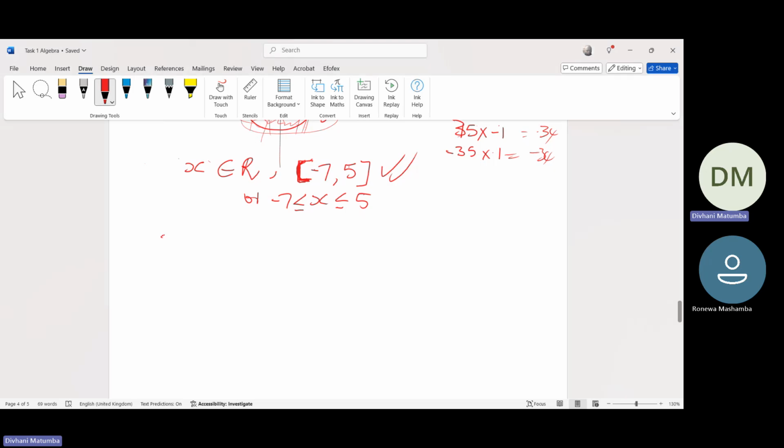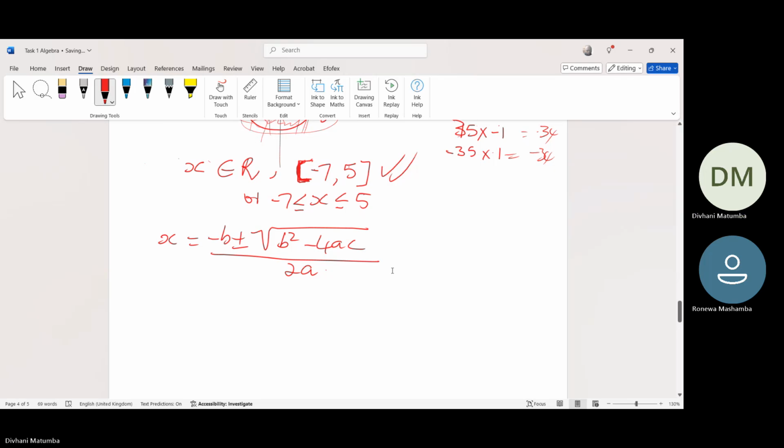Do you agree that the solution of the quadratic function is minus b plus or minus the square root of b squared minus 4ac, all over 2a? You agree with that? Yes, sir. Okay.